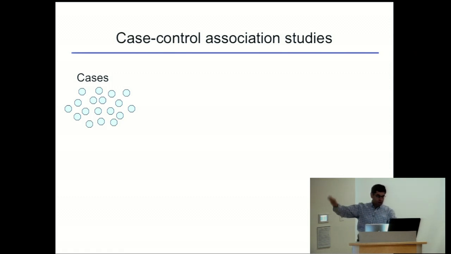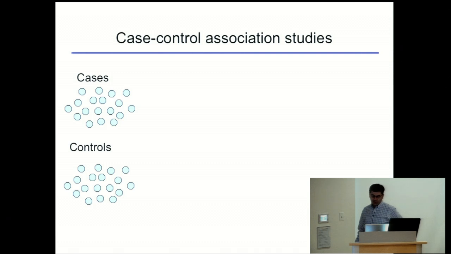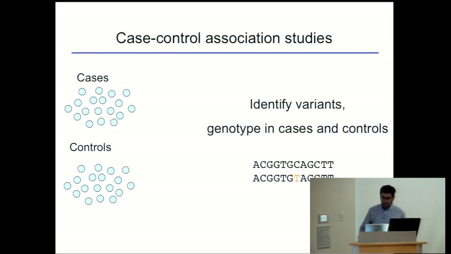So let me just go through the mechanics of a typical case control association study. This is a little bit oversimplified, but not tremendously oversimplified. In its important respects, this is what's going on. So you've collected cases and controls, and this can be either people with disease and people without, or if you're studying a quantitative trait, you could have collected a whole bunch of people who have a range of quantitative phenotypes. And either way, the message here is the same.